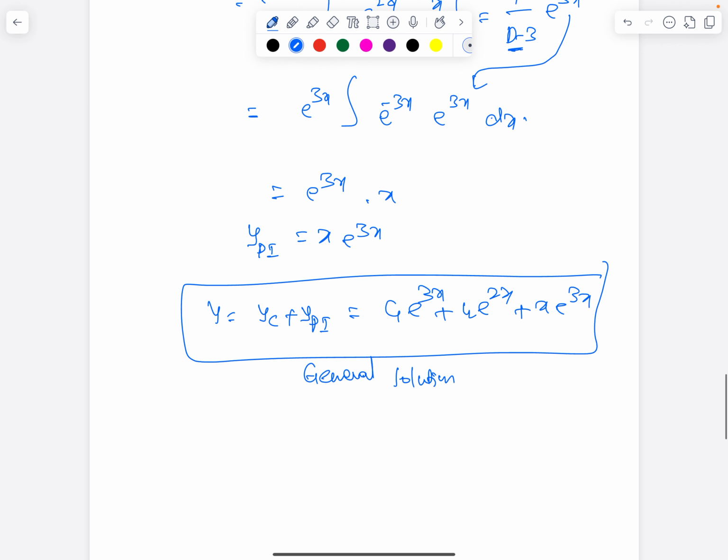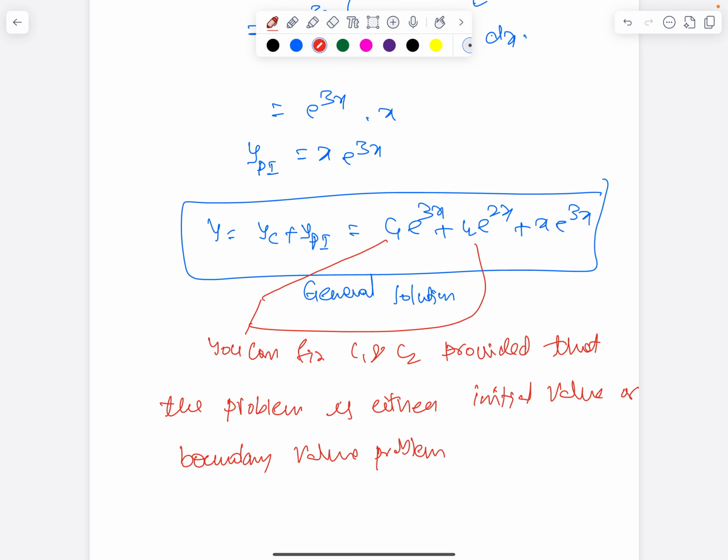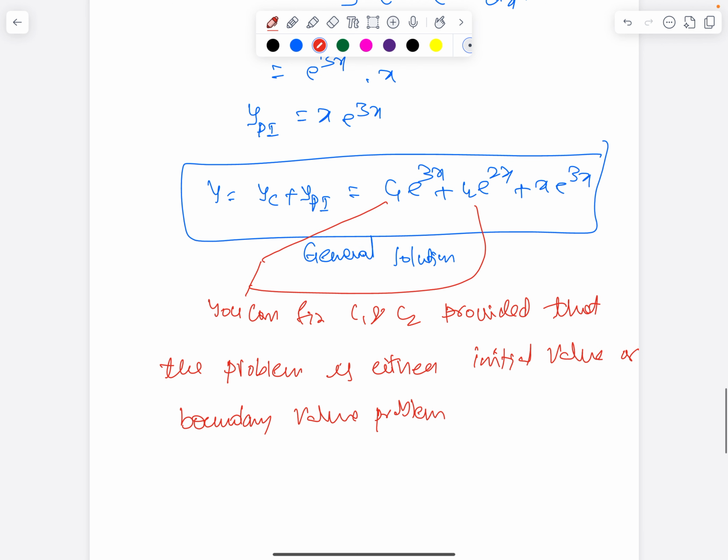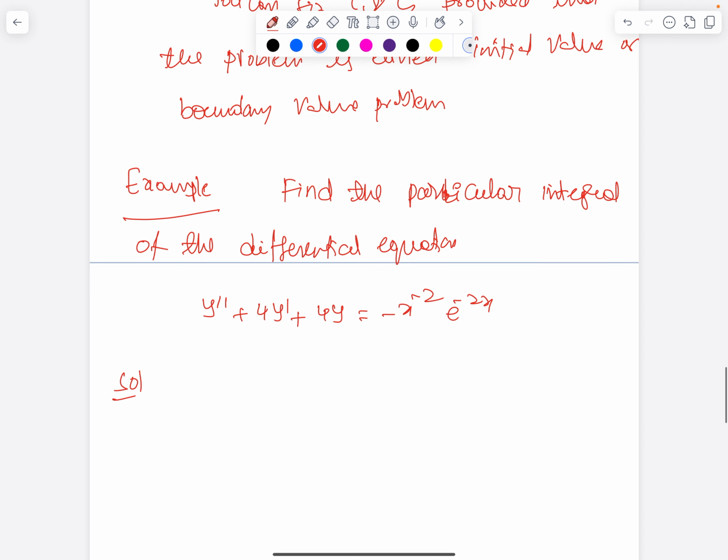So, you can fix the arbitrary constants C1 and C2, provided that the problem is either an initial value problem or a boundary value problem. At the end, you can substitute those initial inputs or the boundary inputs, and then fix C1 and C2 here.